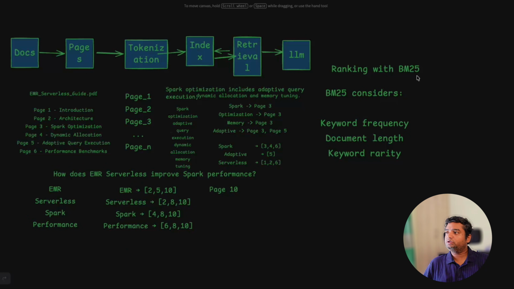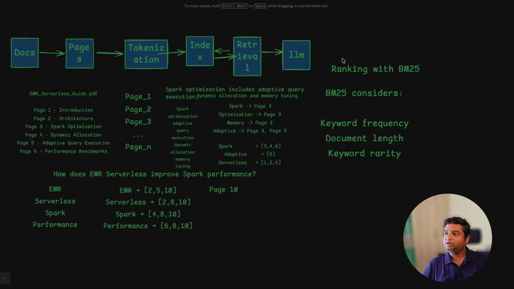One of the algorithms which we use for the ranking is BM25, because in this the keyword frequency, how many times a particular keyword has come or a particular page has come, what is the length of the document, and what is the keyword rarity, all these things are taken into consideration before giving a higher rank to any of the pages. We'll go into detail of this algorithm maybe in the next video.